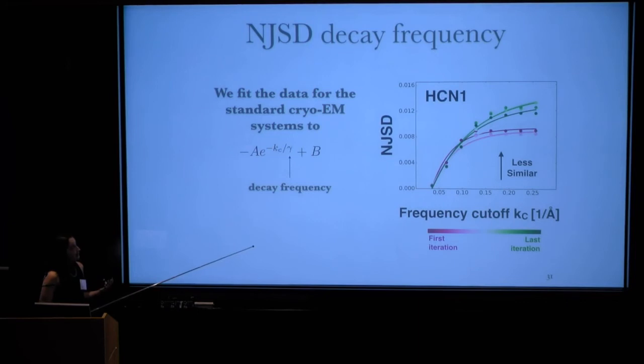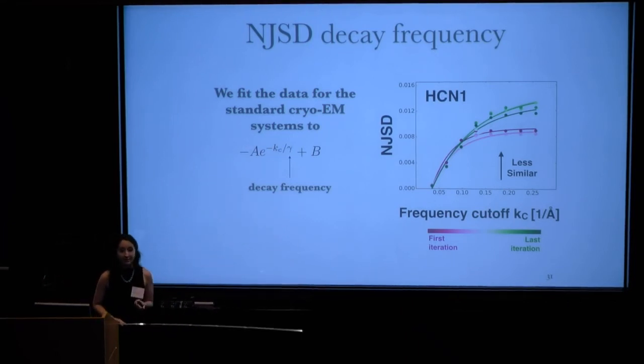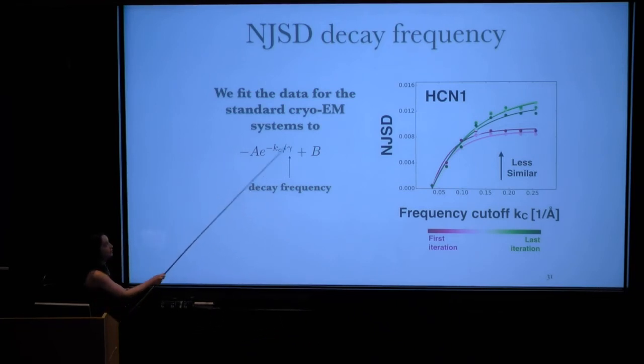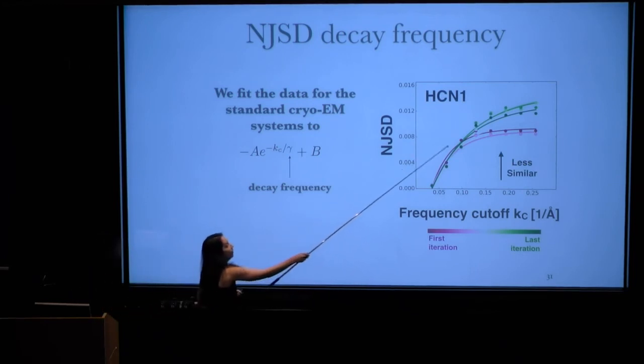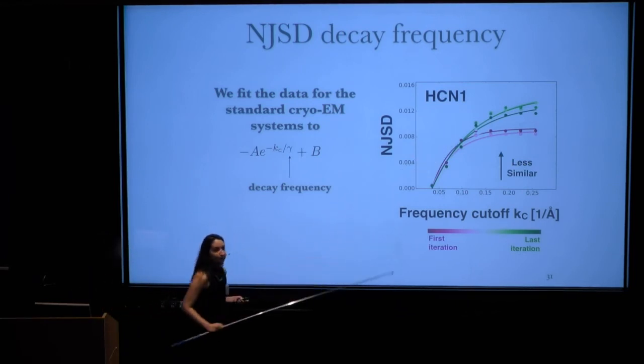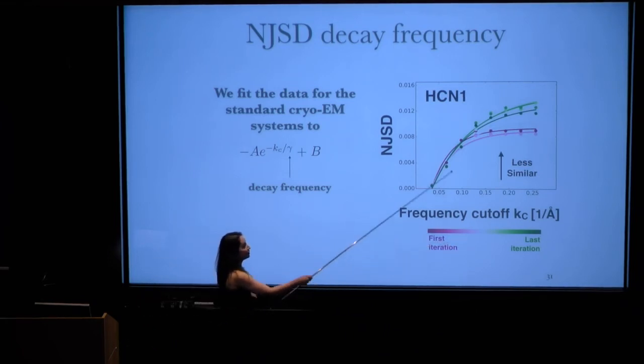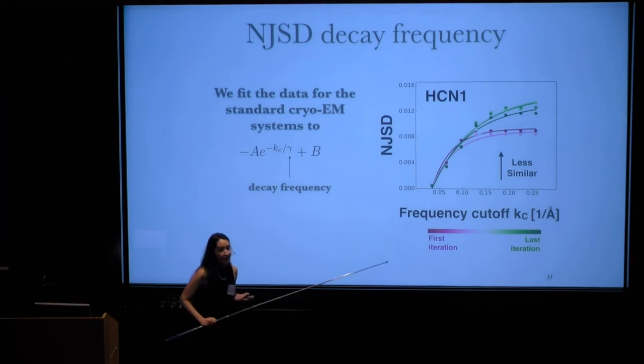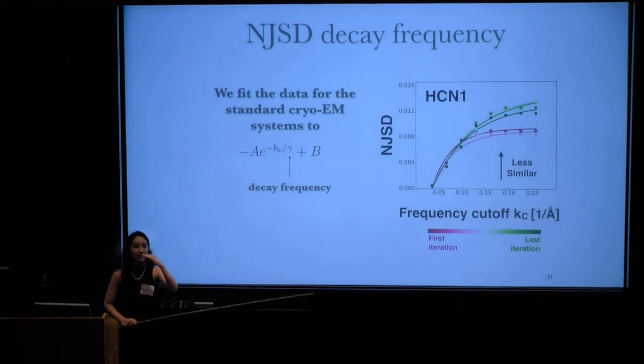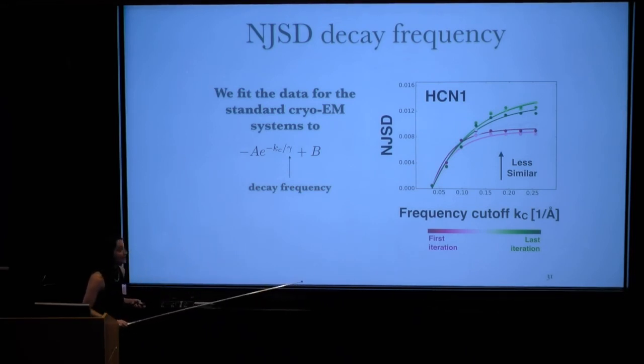So finally, we realized that we could fit this normalized Jensen-Shannon divergence data with an inverse exponential function of this form. And basically, this gamma in the exponent gives us an indication of where the data plateaus. So for higher iterations, we find that the plateau of these exponential fits is different and increases.